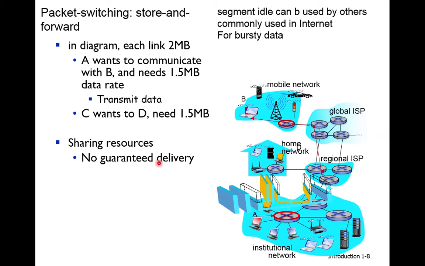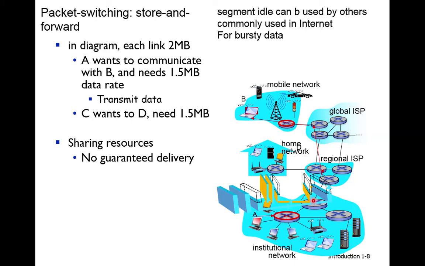There is no guaranteed delivery. What does it mean? As I have said, two packets have arrived, and each packet is 1.5 MB, and this link is 2 MB. So it can send 2 MB of data, and 1 MB of data has to be stored. That is, one packet will be transmitted first and the other packet will be stored in the queue. When the first packet is transmitted, then the second packet from the queue will be transmitted. Where is this second packet stored? It is stored in the router queue, in the router buffer.